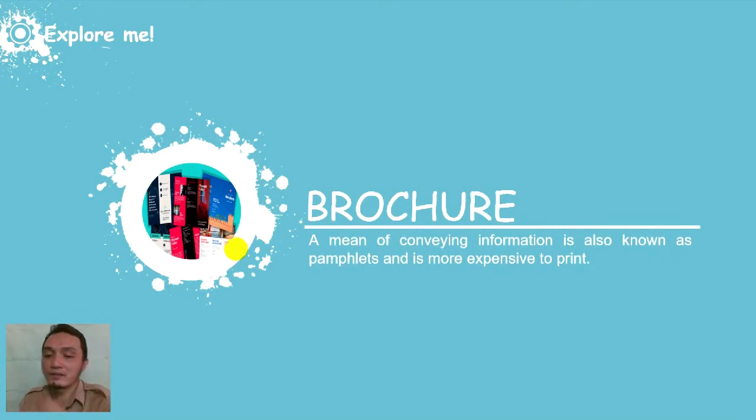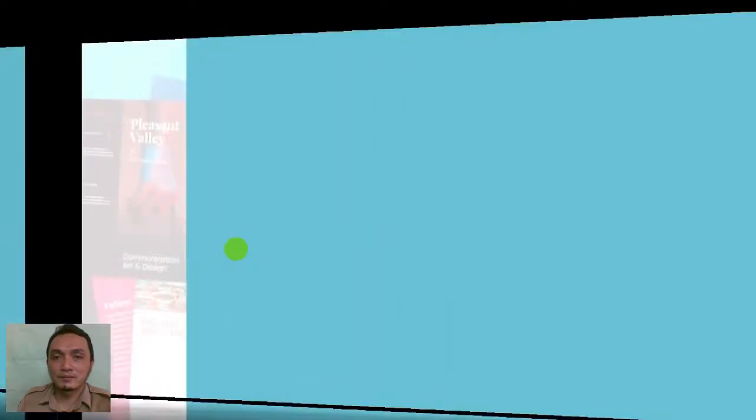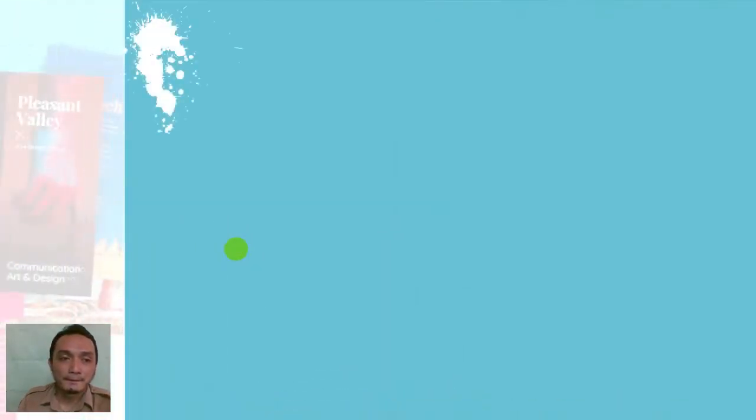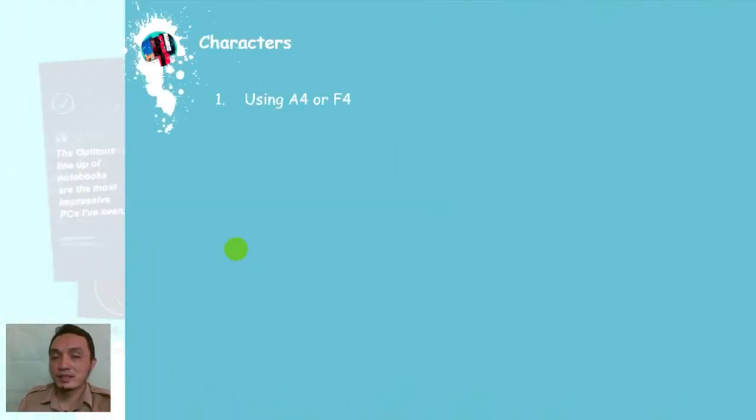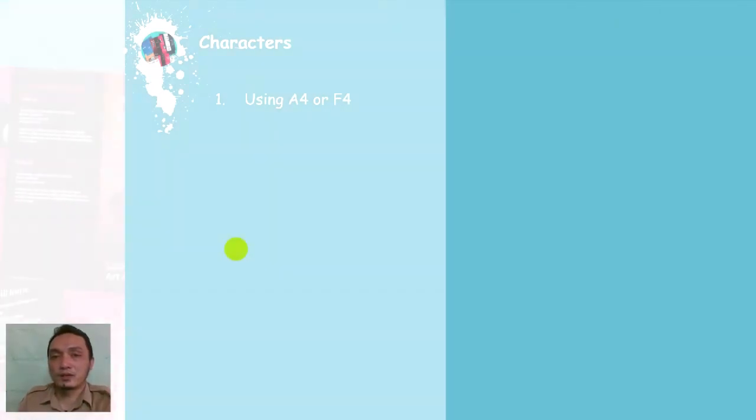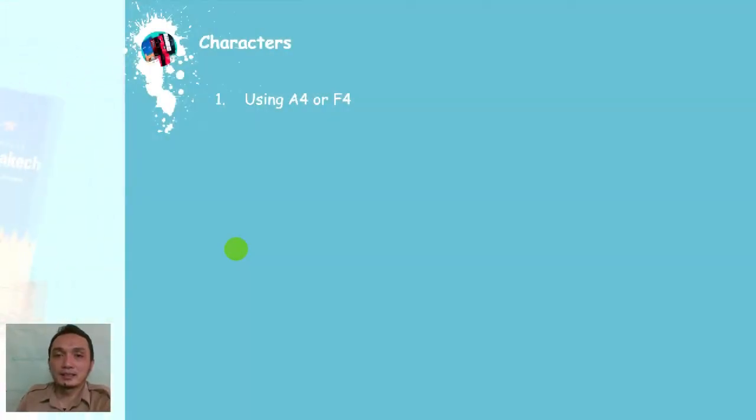A brochure is a means of conveying information. It's also known as a pamphlet. It's more expensive to print. So it is similar to a pamphlet, but the quality of the brochure is much better than a pamphlet. To help you understand more, I will give you information about the brochure in detail. Characters using A4 or F4, which are the universal sizes of paper for printing documents.